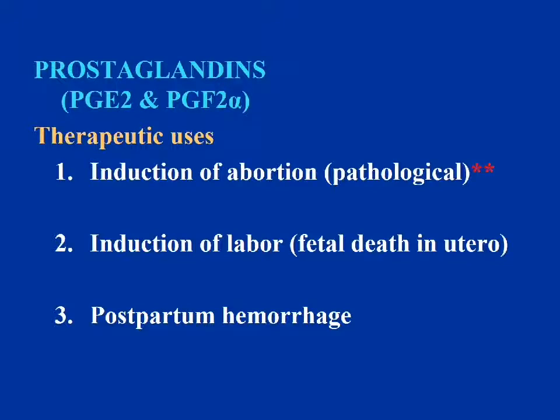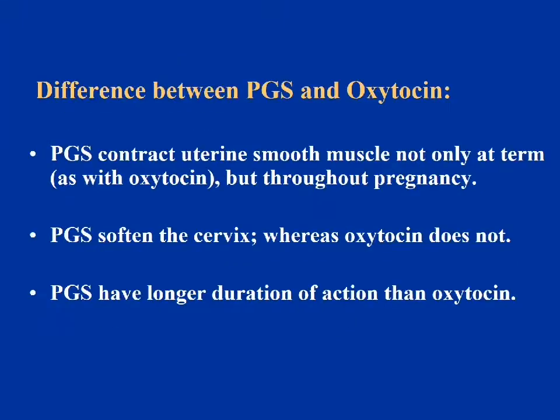Prostaglandins: prostaglandin E2 and prostaglandin F2 alpha. What are the therapeutic uses? Induction of abortion, pathological of course, induction of labor, fetal death in utero, and postpartum hemorrhage. What is the difference between prostaglandins and oxytocin? Prostaglandins contract uterine smooth muscle not only at term, as with oxytocin, but throughout pregnancy. Prostaglandins soften the cervix, whereas oxytocin does not.